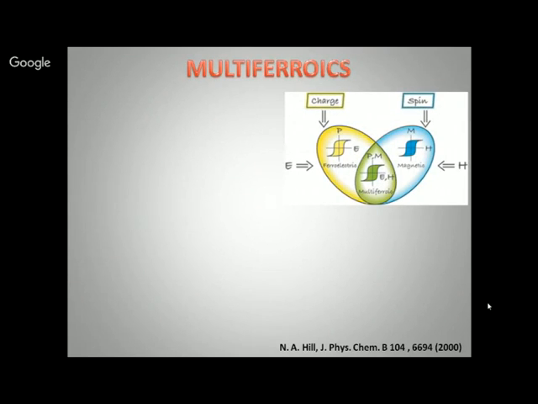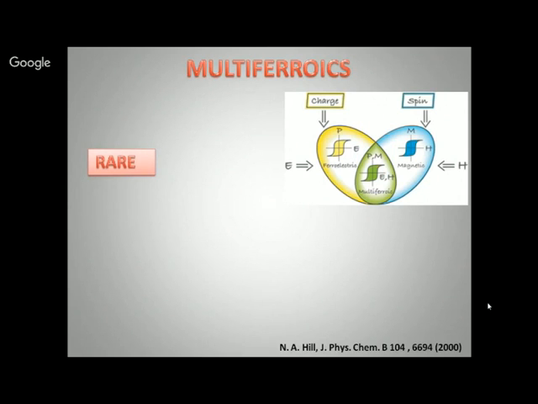In the case of magnetic materials, when you apply an external magnetic field, you get some magnetization in the material. And in ferroelectric materials, if you apply an electric field, you get some polarization in that material. But if we combine both of these properties in a single material, then if you apply the magnetic field, you can control the polarization of the material, or if you apply the electric field, you can control the magnetization of the material. So it means more control in your hand, and that improves the efficiency.